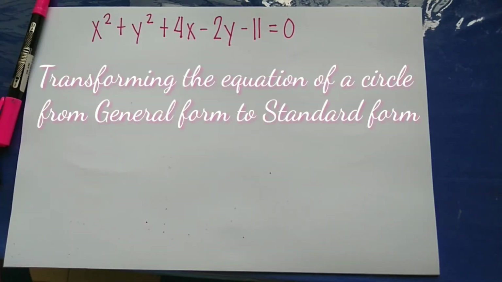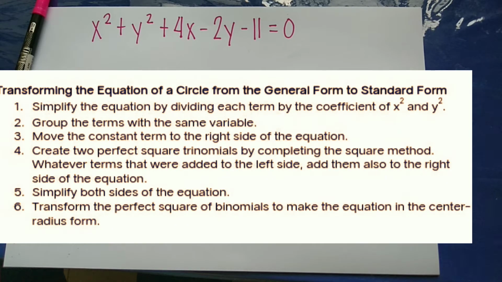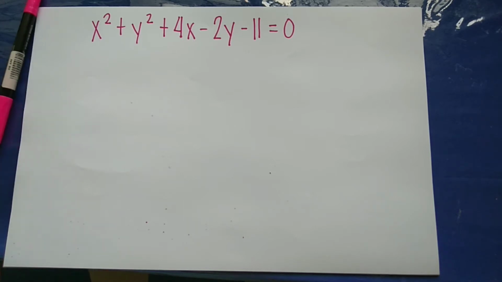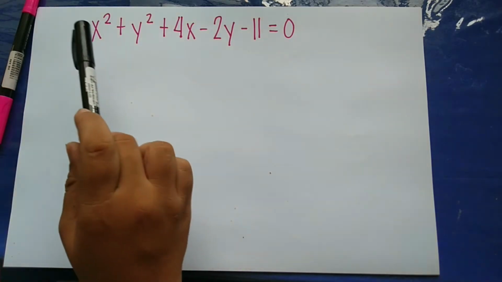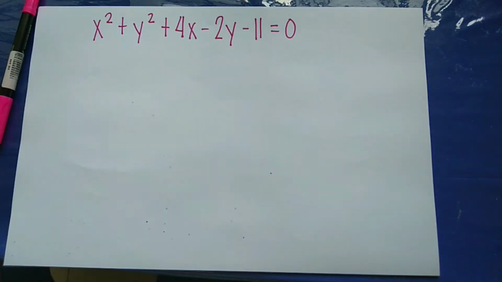Transforming the equation of a circle from the general form to standard form. In transforming the equation of a circle from the general form to the standard form, we must follow the following steps. We must transform this equation to the standard form. In the first step, we must simplify the equation by dividing each term by the coefficient of x squared and y squared. Since their numerical coefficient is 1, there is no need to divide everything because it will lead to the same answer.